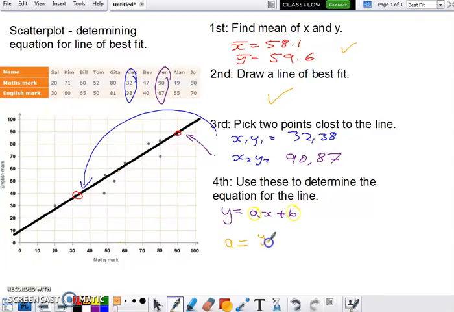A is y2 take y1 over x2 take x1, which is y2 is 87, take y1, 38, over 90 take 32. I don't know if you remember, but you're just doing the total amount of rise over the total amount of run. Remember rise over run? So we're going to do that.